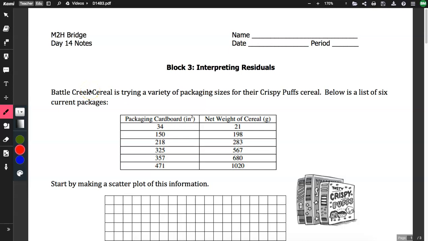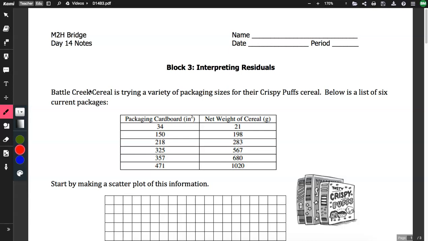All right, our last video of the summer. We're on day 14, block 3. We are interpreting residuals today. So there's going to be a good amount of math in this lesson. You will want your graphing calculator for this lesson as well.